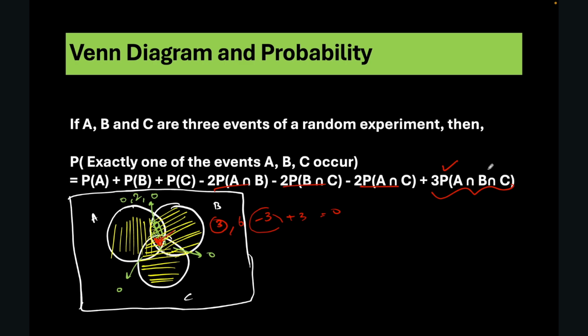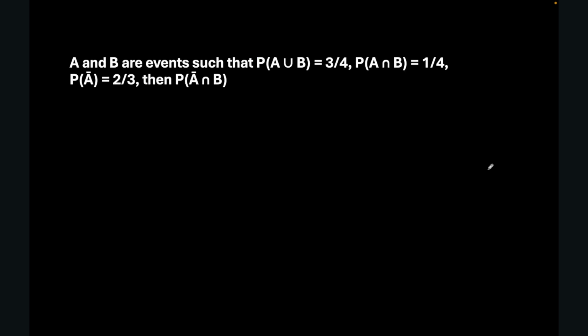All right, so using what we have learned up till now, let's try to solve a few questions. Okay, so give this question a shot and then see the solution. Okay, assuming you've given a go at it, let's solve it. We're told that A and B are events such that the probability of A or B occurring is 3/4, the probability of A and B occurring simultaneously is 1/4 or 25%, the probability of A not occurring is 2/3, and the probability of A complement intersection B is what we were asked to find.